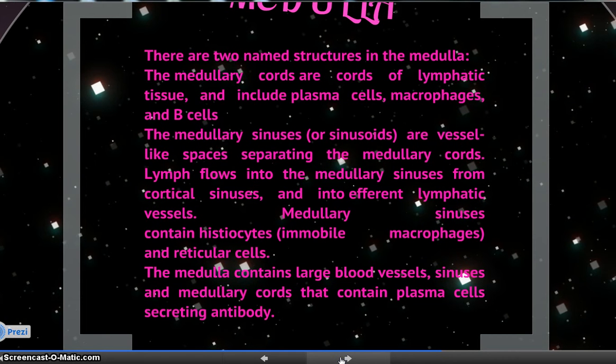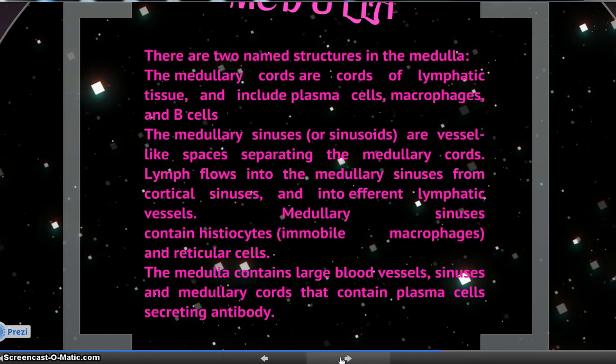Medulla. There are two named structures in the medulla. The medullary cords are cords of lymphatic tissue and include plasma cells, macrophages, and B cells. The medullary sinuses or sinusoids are vessel-like spaces separating the medullary cords.